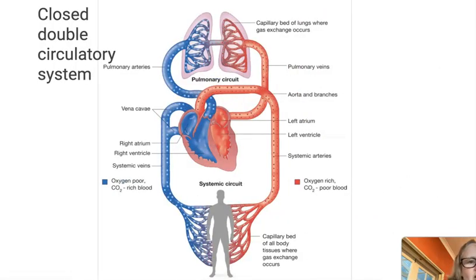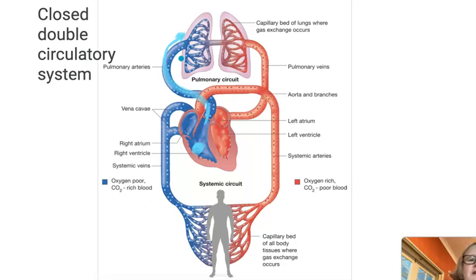Here is the closed double circulatory system. So you should be very familiar with this. This is what is in you. And you can see if we follow blood starting here in the heart, it is first of all sent around the pulmonary circuit. So it goes towards the lungs. Anything that is pulmonary is related to the lungs. It's coloured blue here to indicate that it is currently deoxygenated.